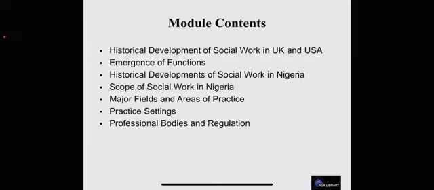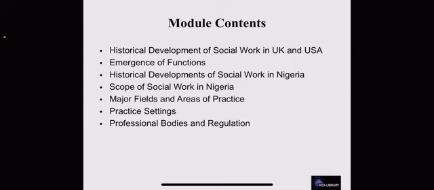The module contents are: first, the historical developments of social work in the UK and USA. Then we'll also look at the emergence of functions in the UK and USA as well. Then we'll move on to the historical developments of social work in Nigeria, which is another subtopic. Then the scope of social work in Nigeria, the major fields and areas of practice, the practice setting, then professional bodies and regulations in Nigeria. So that will be the content for this module.